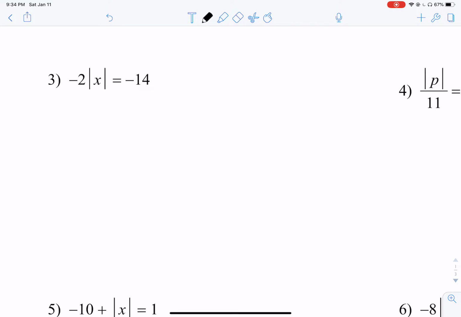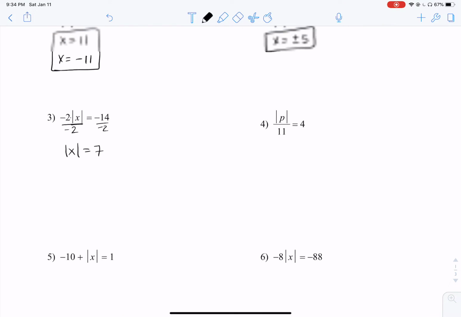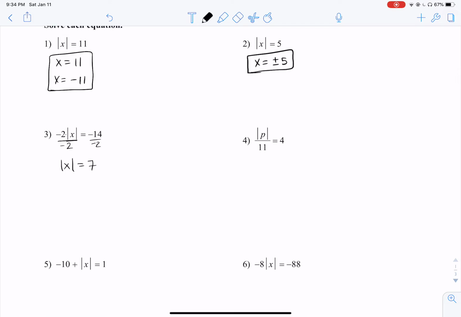value of x. Many of y'all will probably think that there is no solution because of the negative 14, that the absolute value cannot equal negative 14. That would be true if it was only the absolute value. However, since we're multiplying this absolute value by negative 2, we're going to divide by negative 2 to isolate that, and we get that the absolute value of x is equal to positive 7. So now we can do the same thing that we did in the previous examples. X will equal positive or negative 7.